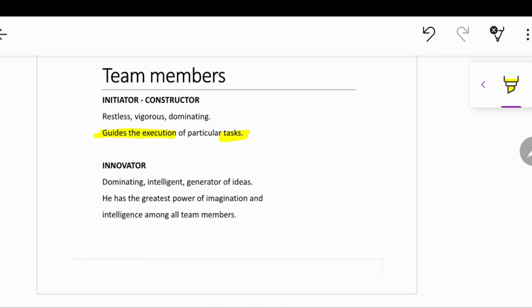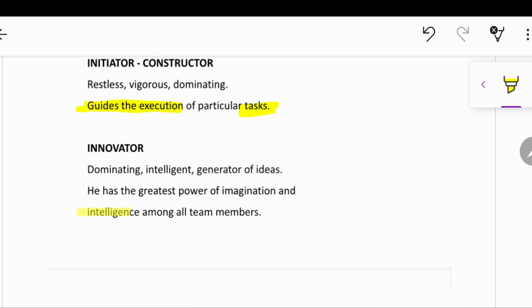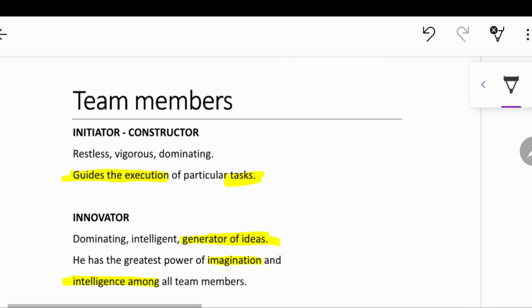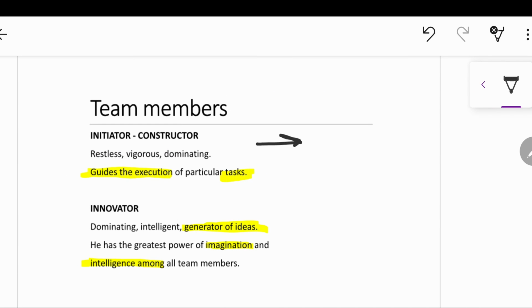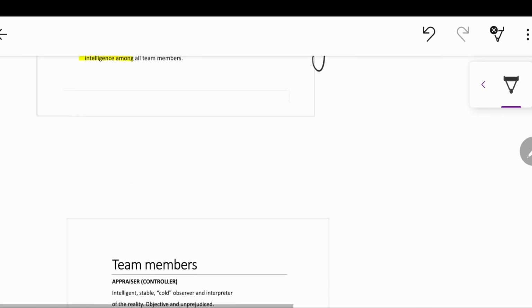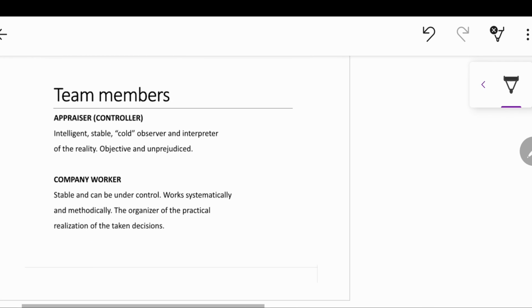The innovators next. They here are the imaginators. They usually have the best intelligence and imagination amongst the group. So normally they are best at generating ideas. Alright, so let's write these things down. The initiator is the executor. The innovator is someone who's most intelligent.